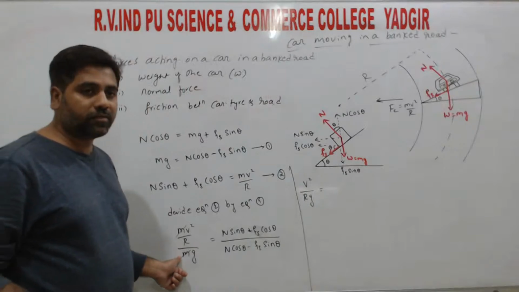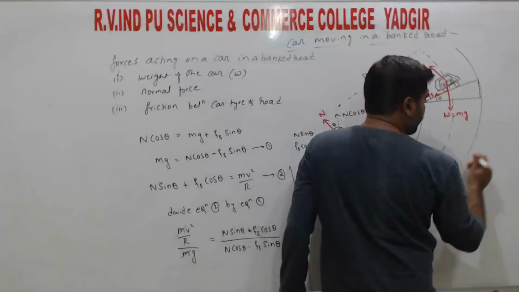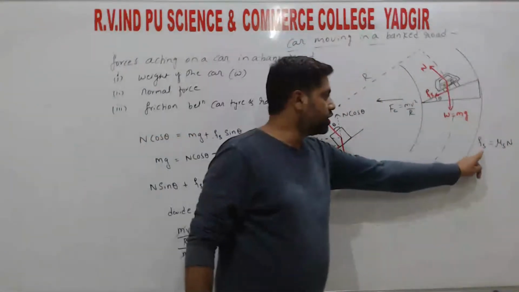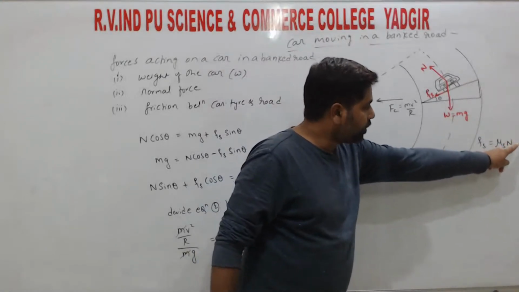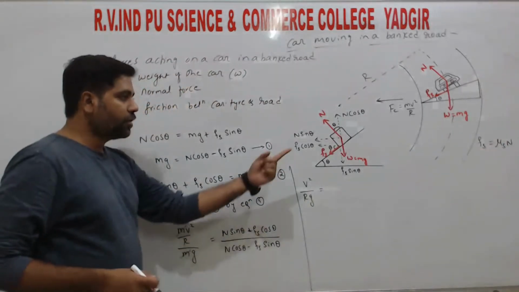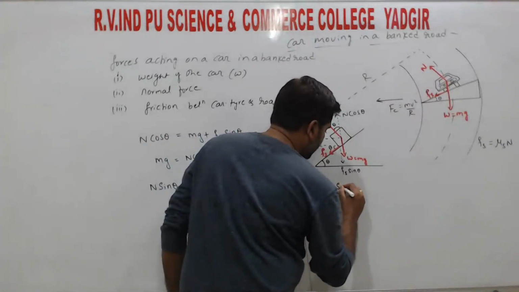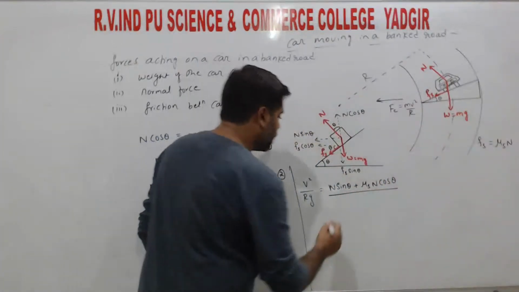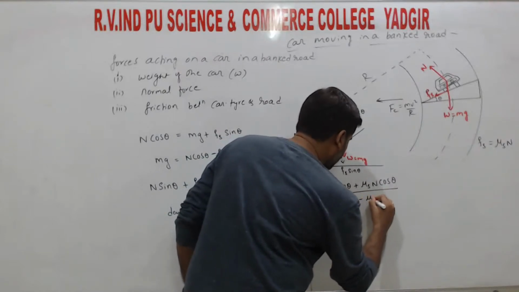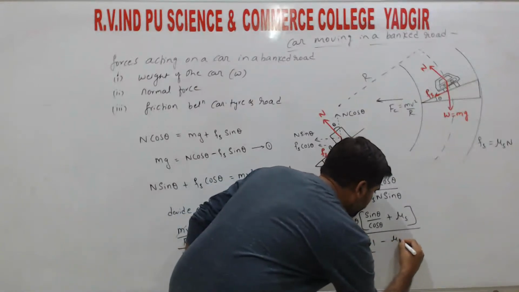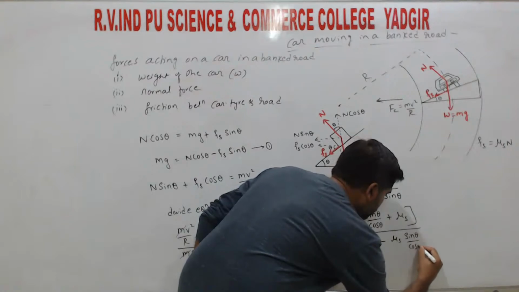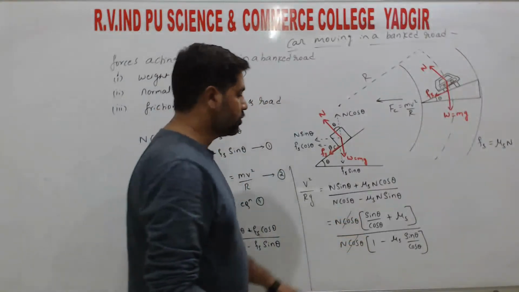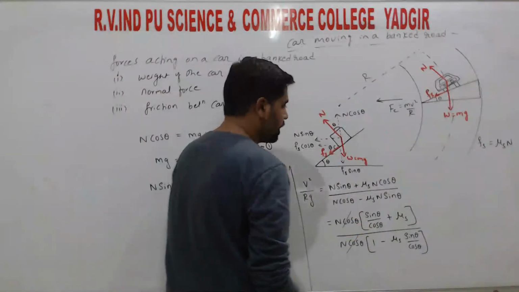So from the definition, we have frictional force Fs equal to mu s into N, right? Static frictional force equals the coefficient of static friction into the normal force. Wherever we have Fs, we need to substitute that, so N sin theta plus mu s N cos theta divided by N cos theta minus, here we get 1 minus mu s sin theta by cos theta, right? So N cos theta gets cancelled. From trigonometry, sin theta by cos theta is tan theta.